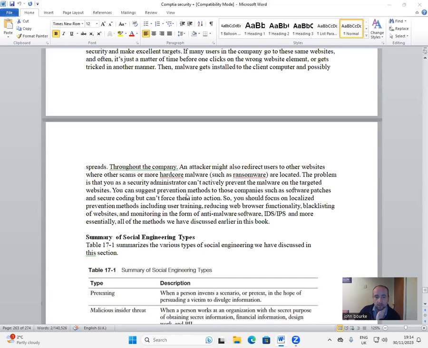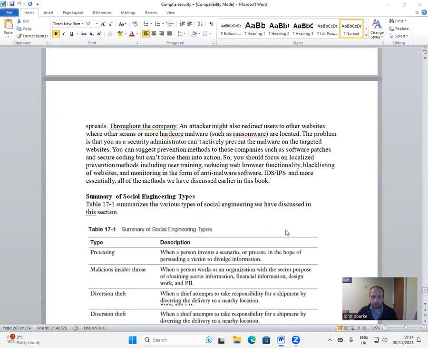You can suggest prevention methods to those companies, such as software patches and secure coding, but can't force them into action. So you should focus on localized prevention methods, including user training, reduced web browsing functionality, blacklisting of websites, and monitoring in the form of anti-malware software, IDS, IPS, and more. Essentially, all of the methods we have discussed earlier in this book.